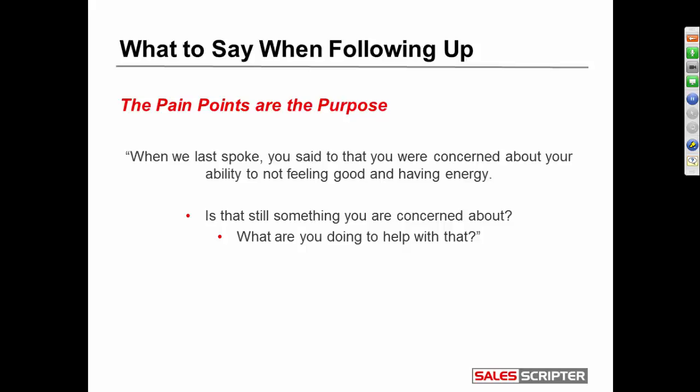So let's say you identified a pain point. I actually wrote this example with the gym membership in mind. Hey, when we last spoke, you were concerned about not feeling well and not having a lot of energy. Is that still something you're concerned about? What are you doing to help with that? So that is a pain point that could be resolved by joining the gym. So I'm following up with that pain as the centerpiece of my message. Again, it could be used in a call or in an email.